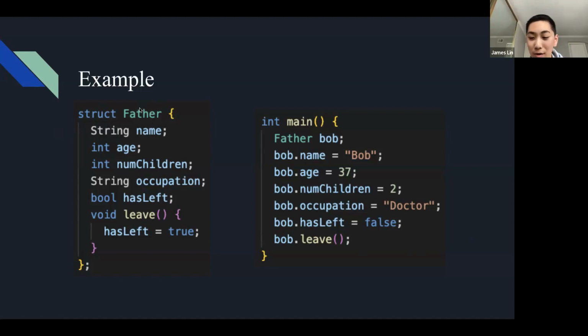So your father has a name, an age, a number of children, right? Because it's a father, and then they have an occupation, and whether they have left or not. And this is a really simple example of a father, right? So they have one function. No, this is a struct. These are actually quite useful. They can be used for other things too, but this is just a basic example.